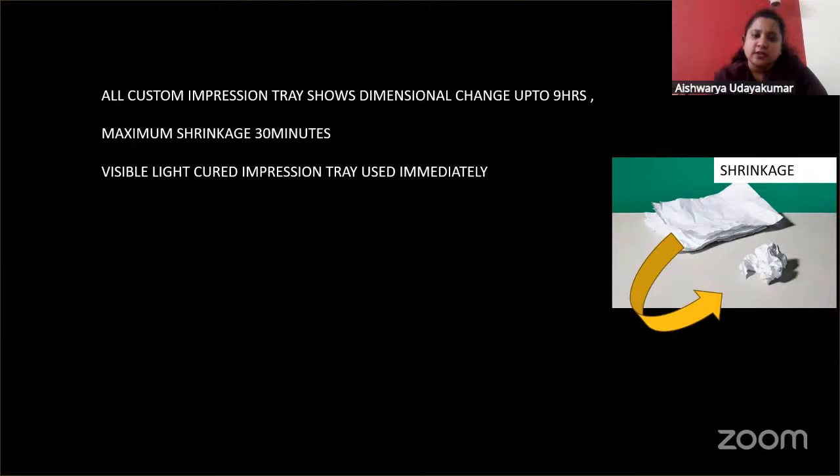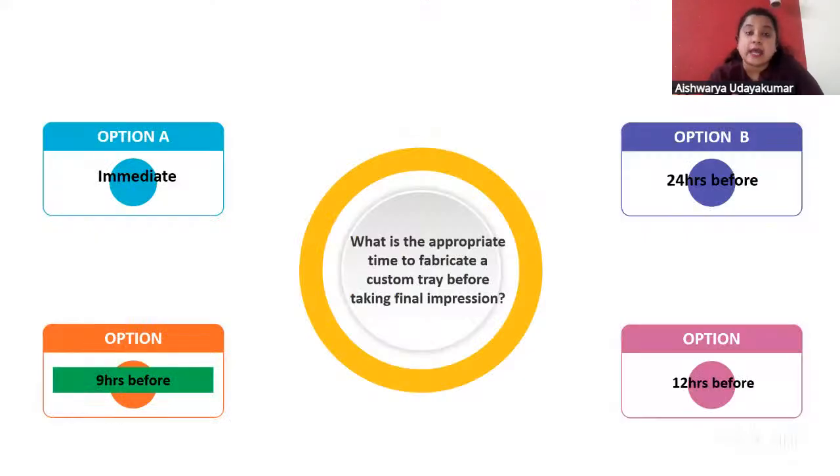But here they are asking the polymerization time after preparing a custom tray. Remember, you should always have this in mind: it's 9 hours before. 9 hours before means we have 8 hours for sleeping. So 9 hours before, the custom tray should be made to take a final impression.